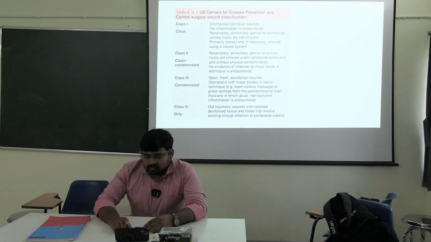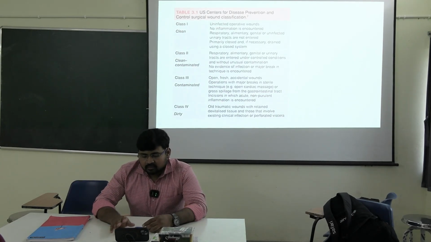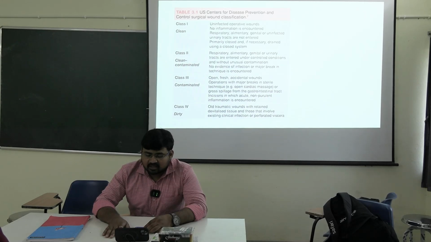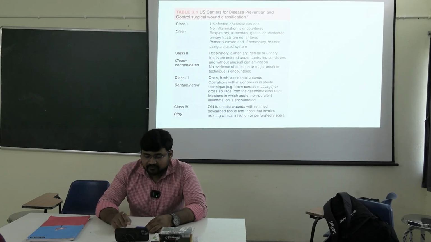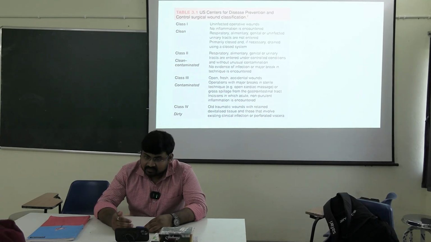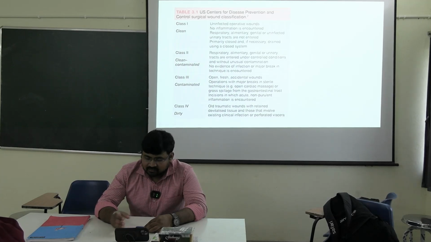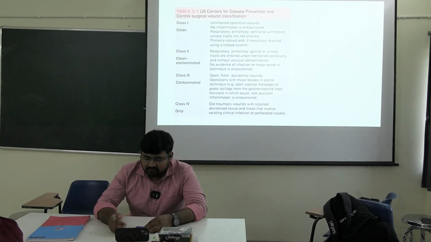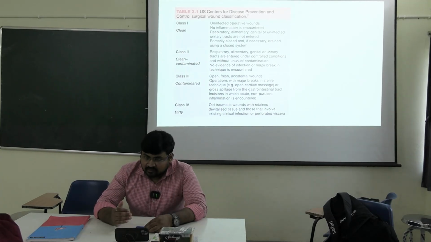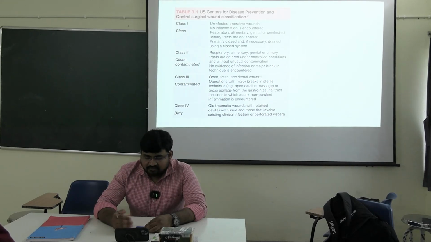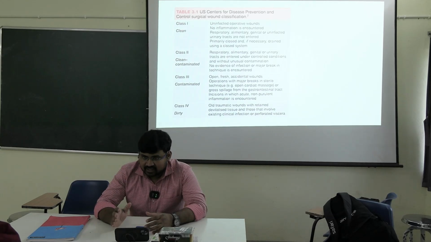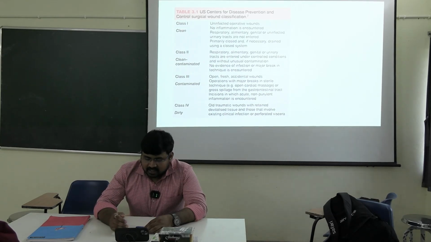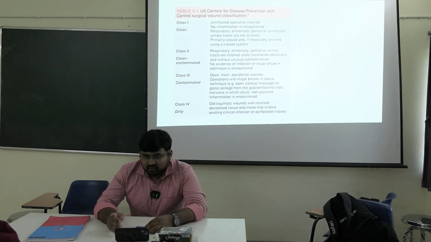See, now what you are seeing is the US Centers for Disease Control and Prevention surgical wound classification. So you have class 1 wound. In class 1, it is also termed as clean wound. So what comes under that? Uninfected operative wounds, if no inflammation is encountered. Respiratory, alimentary, genital or urinary tracts, if you are not entering. Primarily closed and, if necessary, drained using a closed system.